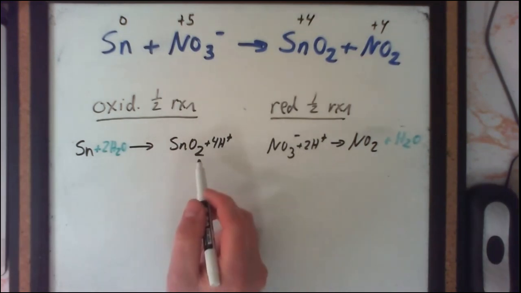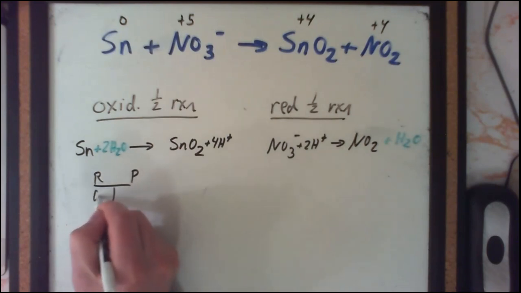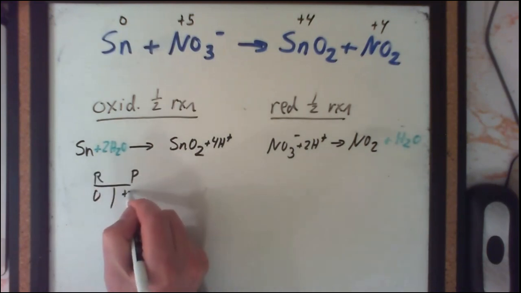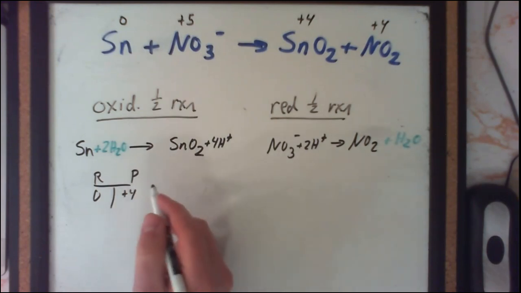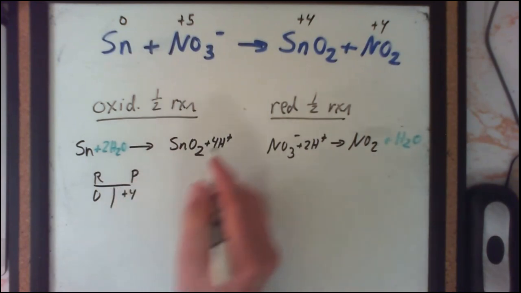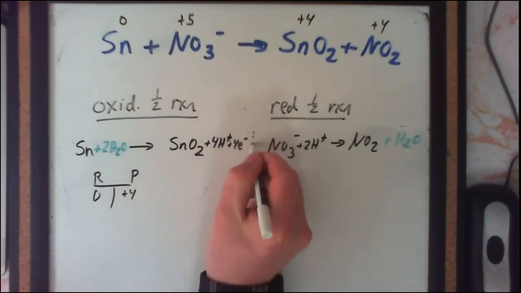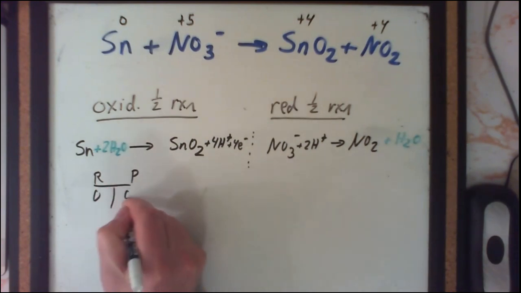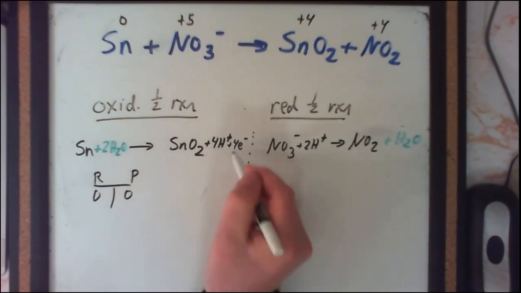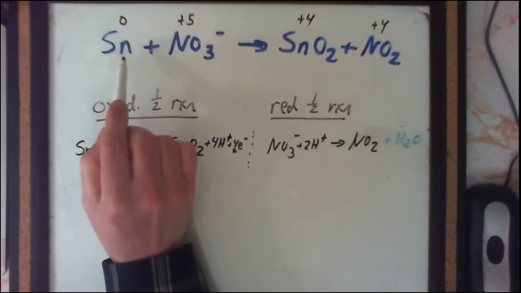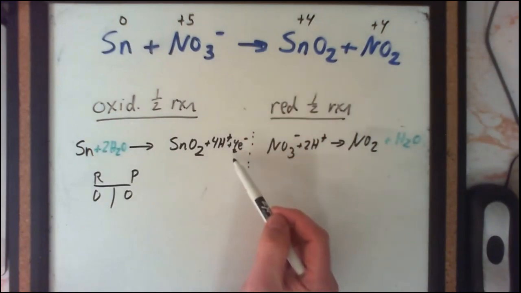Then we want to charge balance by adding electrons. Currently, we have 0 charge on the reactant side and a positive 4 charge on the product side. So I need to add electrons to the product side. When I do so, I add 4 electrons. That gives me a total charge of 0, which matches the total charge of 0 on the reactant side. That number should make sense because notice the oxidation number changed from 0 to positive 4. It changed by 4 electrons.